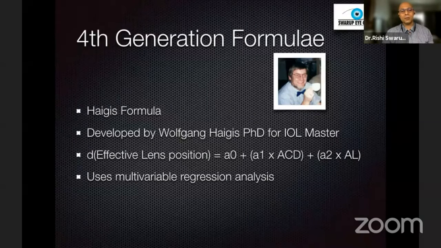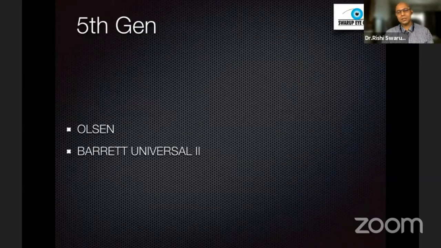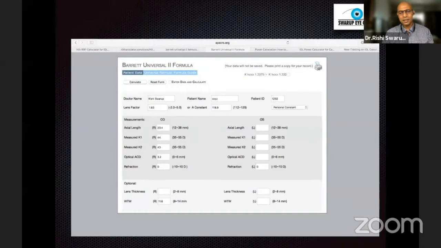Simultaneously, Wolfgang Haigis came up with the Haigis formula for the IOLMaster, which was a complicated equation that used multivariate regression analysis. So the A constant was actually A0, A1, A2, which came together and gave you a good result. The fifth generation was the Olsen and the Barrett Universal 2. This really stepped up the baseline and gave very accurate results. Even till today, most of us are using the Barrett Universal 2 as the gold standard. And thankfully, Professor Barrett has made it free and it's available online on the apacrs.org website.